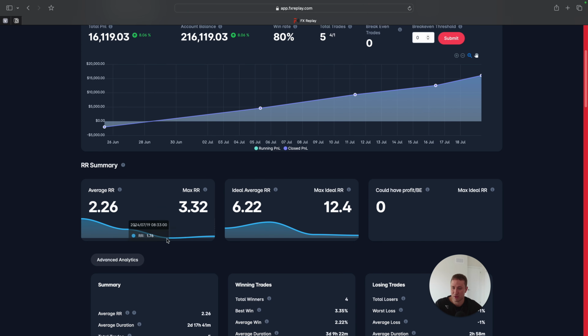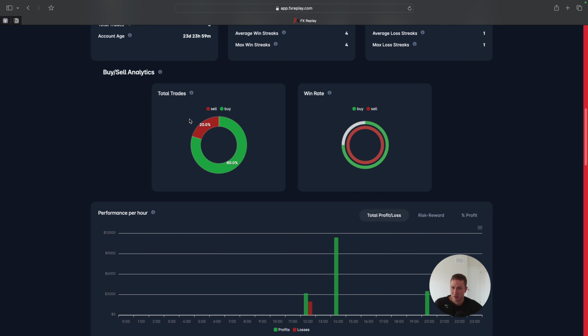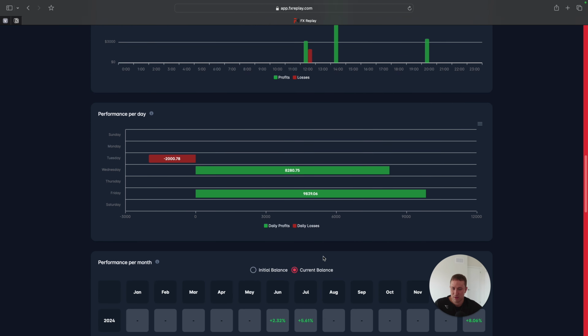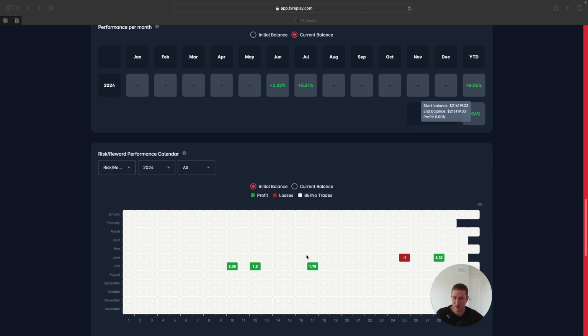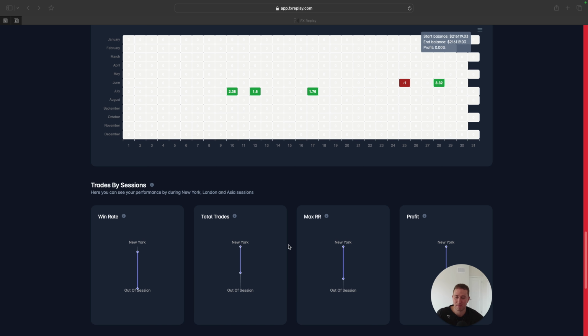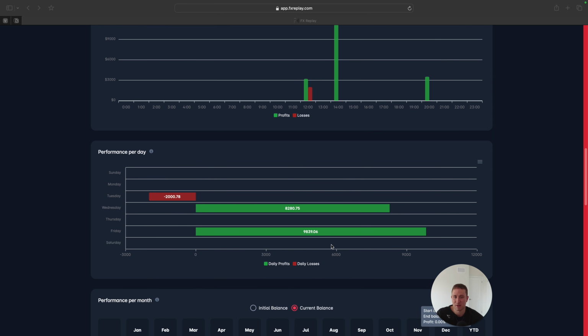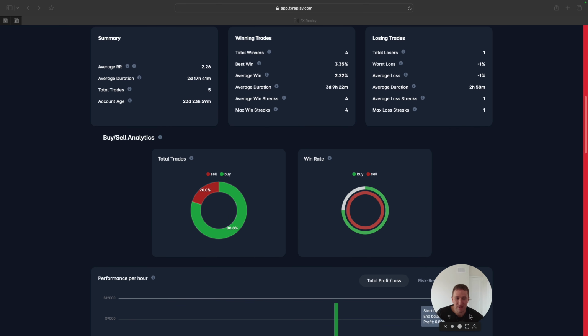But this is the cool thing. You can see we have the average RR. We can see all this stuff. Okay, we can see the buys, the shorts, days of the week down here as well on the little calendar, right? So you can see what month you did well. It's pretty damn cool, not gonna lie. The New York session obviously is gonna be the only one that shows because that's when we traded, but nonetheless, this is just amazing.